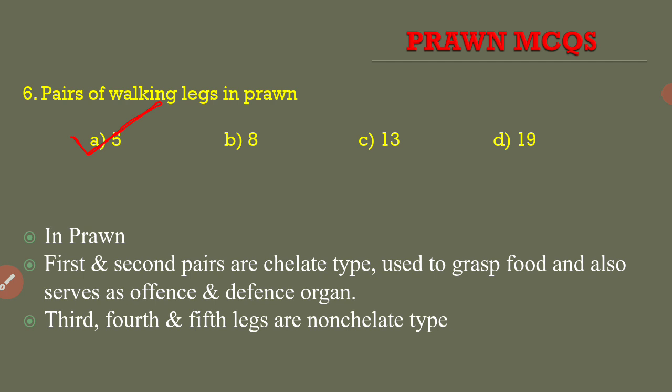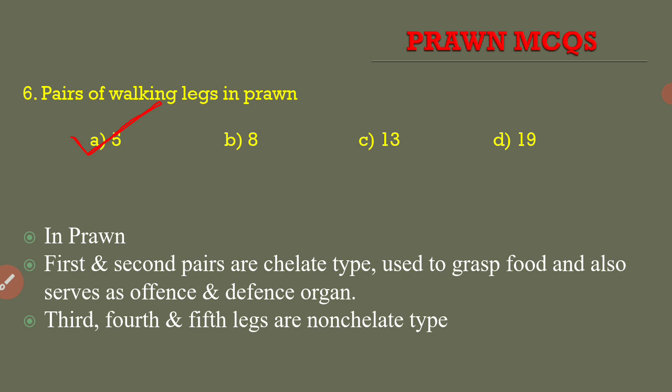Which is called as chelate type of legs. And these chelate type of legs, first and second pair of legs, are used to grasp the food and also serve as an offense and defense mechanism, or serve as an offense and defense organ.